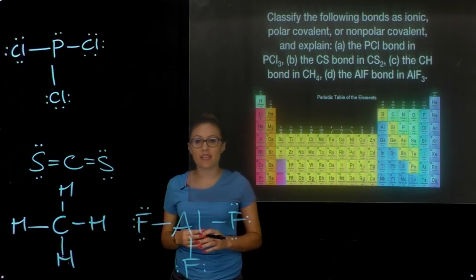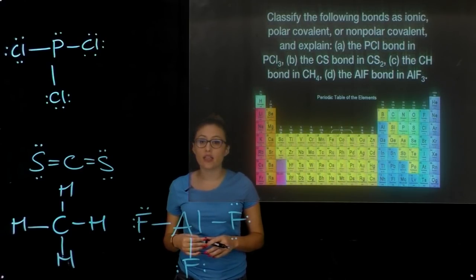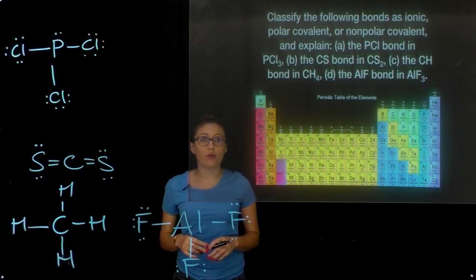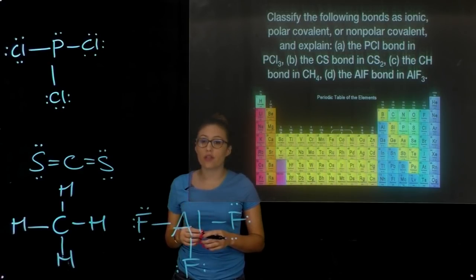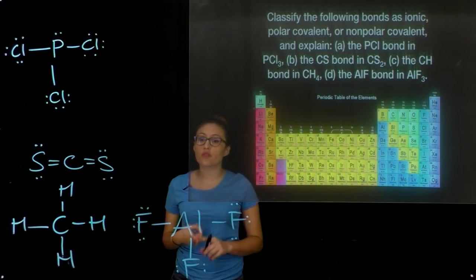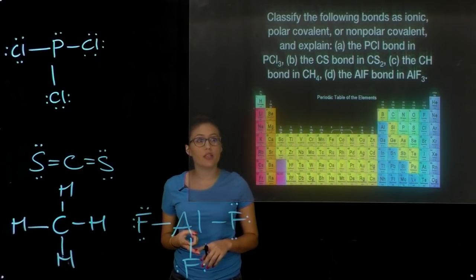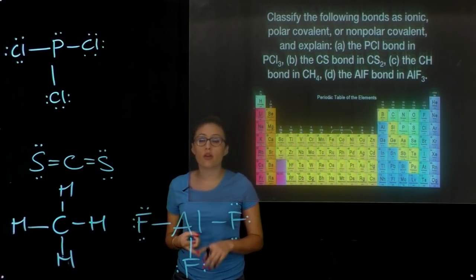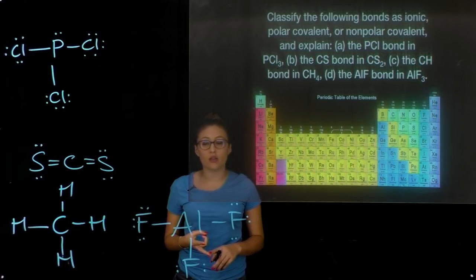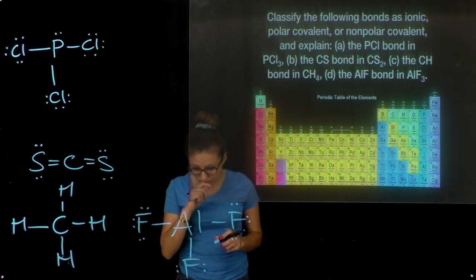Hello everyone, we're going to be answering the following question. It states to classify the following bonds as ionic, polar covalent, or non-polar covalent for each of the following cases: the phosphorus-chlorine bond in phosphorus trichloride, the carbon-sulfur bond in carbon disulfide, the carbon-hydrogen bond in methane, and the aluminum-fluorine bond in aluminum trifluoride.